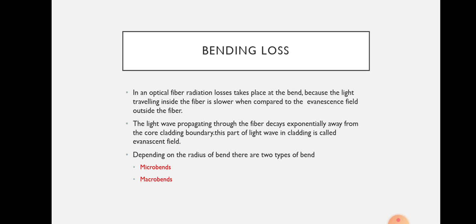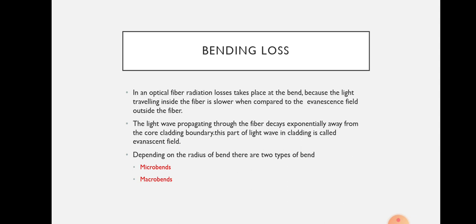You know that in an optical fiber, radiation losses take place at the bend. In some cases, a bend may be present in the optical fiber, and there radiation losses occur. And why does radiation loss occur? Because the light traveling inside the fiber is slower when compared to the evanescent field outside the fiber. So there is a term evanescent. What do you mean by evanescent field?